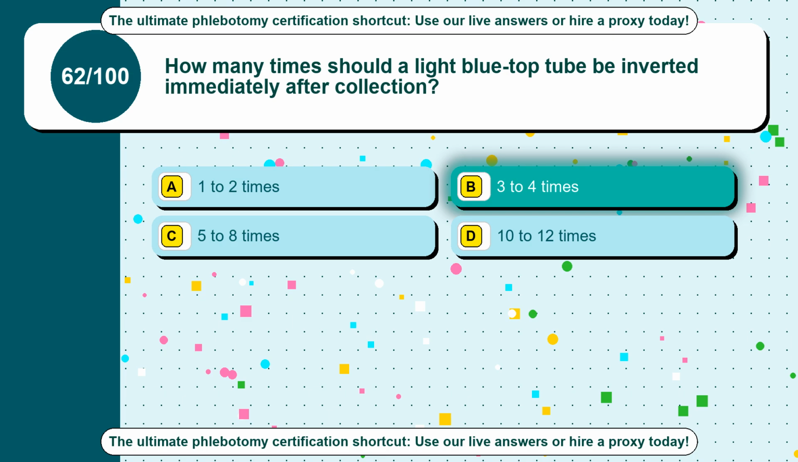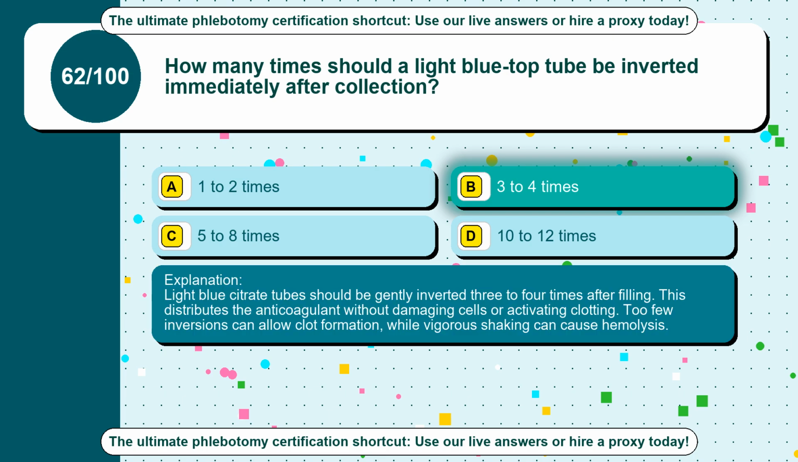3 to 4 times. Light blue citrate tubes should be gently inverted 3 to 4 times after filling. This distributes the anticoagulant without damaging cells or activating clotting. Too few inversions can allow clot formation, while vigorous shaking can cause hemolysis.